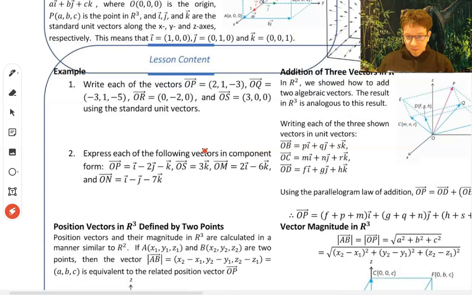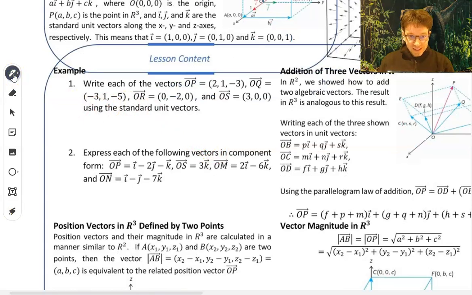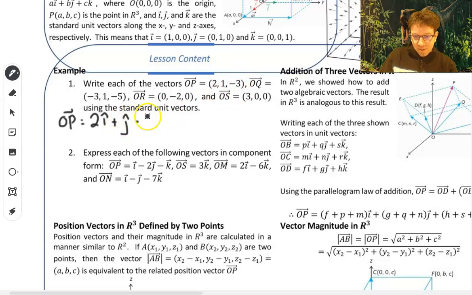So in the example below, this is similar to what we did before, but we are going to write these vectors starting with OP using standard unit vectors. So we're going to write an expression for them. For OP, which has coordinates 2, 1, and negative 3, we're going to write it as 2i plus j, that's positive 1, and negative 3, so minus 3k.